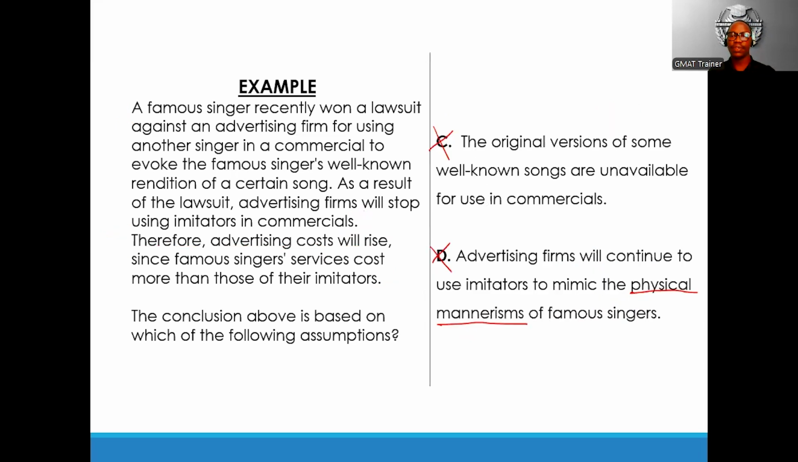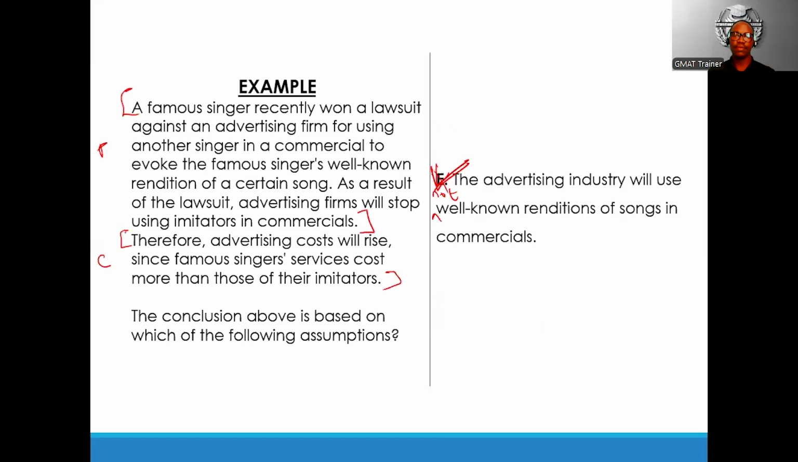C, the original versions of some songs are unavailable for use in commercials, right? If you negate that, original songs are available for use in commercials, then again that would strengthen the conclusion, meaning in its affirmative, whatever information is in C is incorrect. D was out of scope, so you don't need to use the negation test for that.